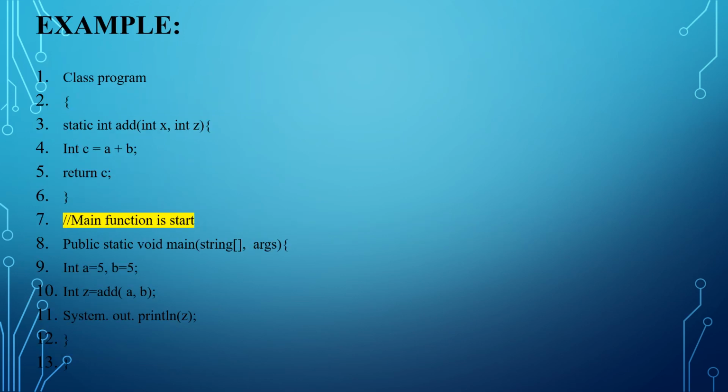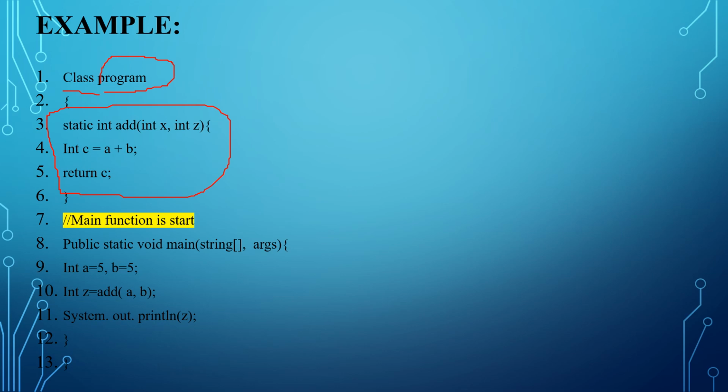In the example, we wrote a class for an addition program. In that program, the class name is Program. This is the class name, Program. This is one total function. We call it a function. In Java, we call it a method also.